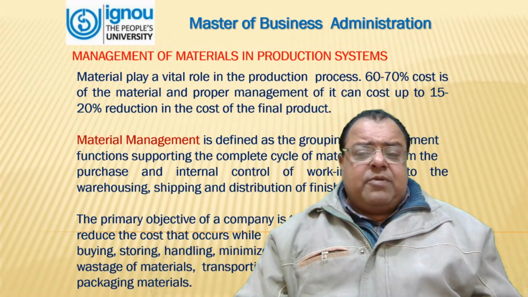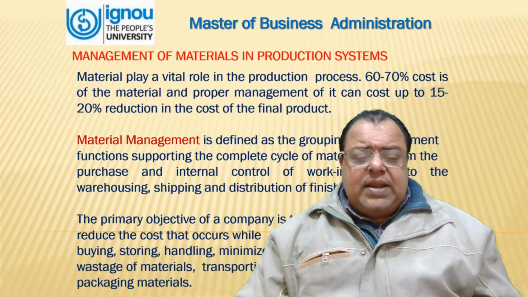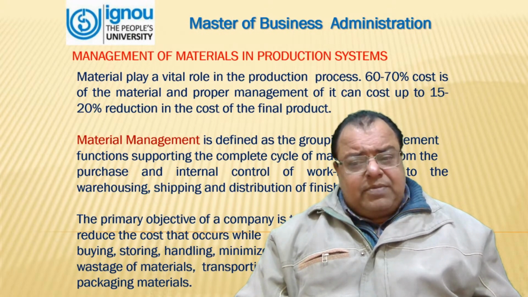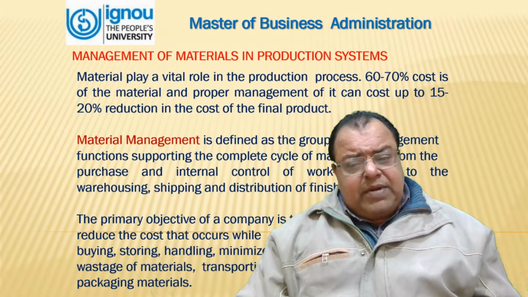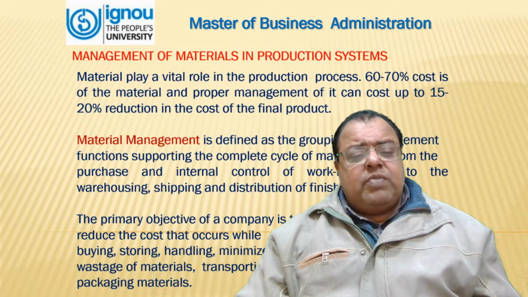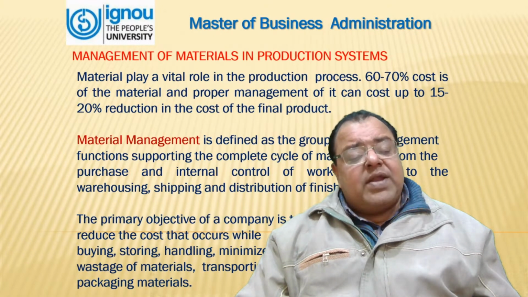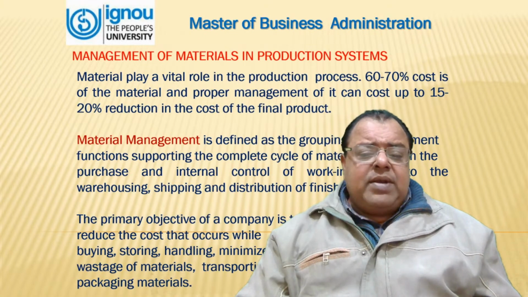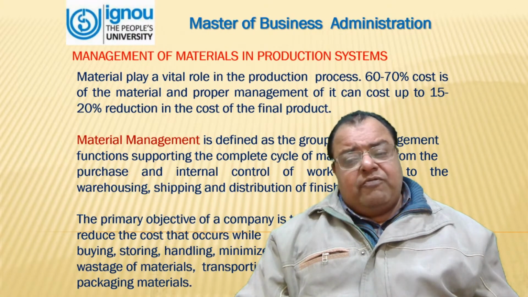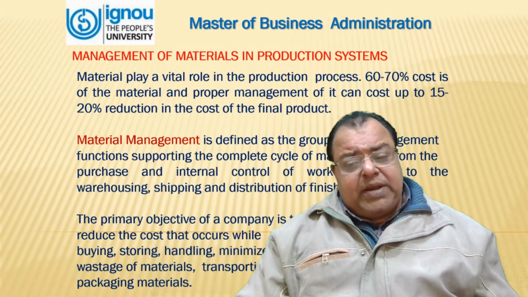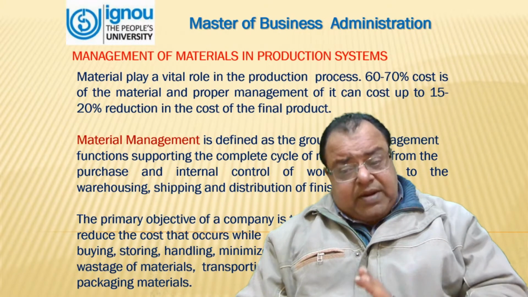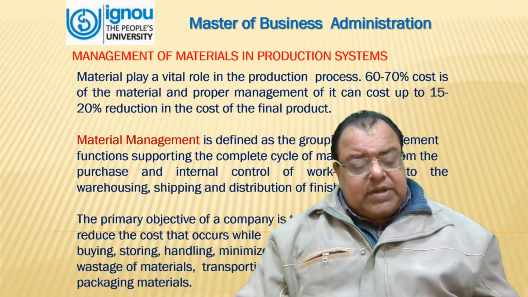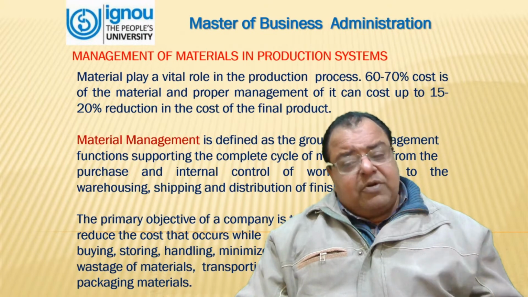Management of materials in production system. Materials play a vital role in the production process. 60 to 70% of the cost is of the material, and proper management of it can bring a 15 to 20% reduction in the cost of the final product. Material management is defined as the grouping of management functions supporting the complete cycle of material flow from the purchase and internal control of work in process to the warehousing, shipping, and distribution of finished products.